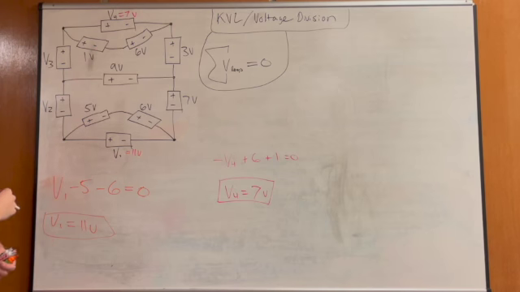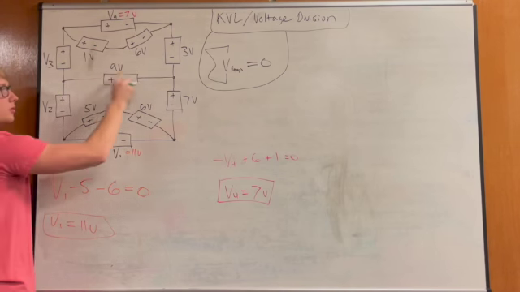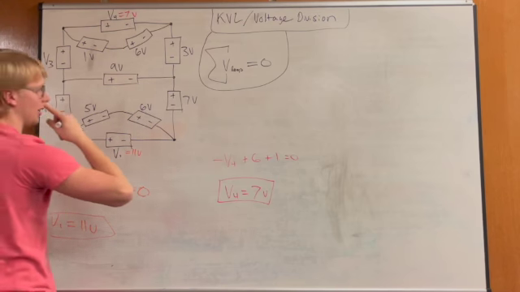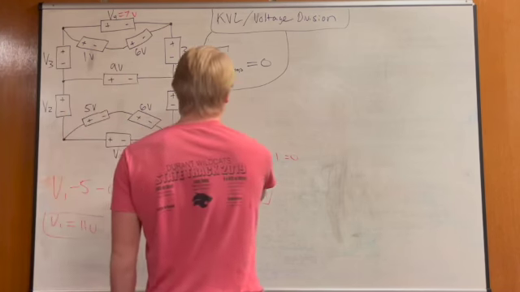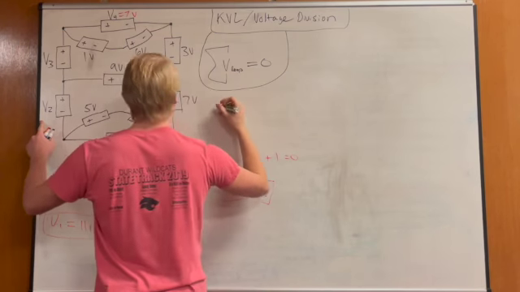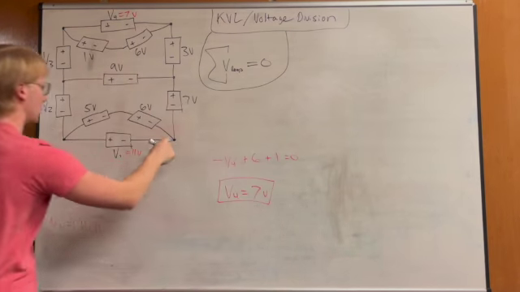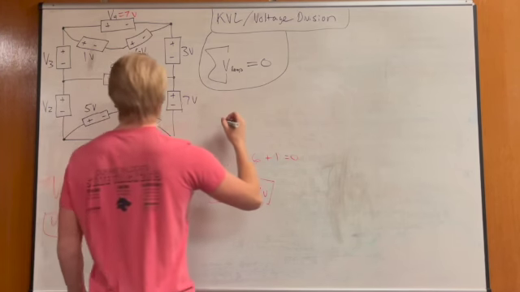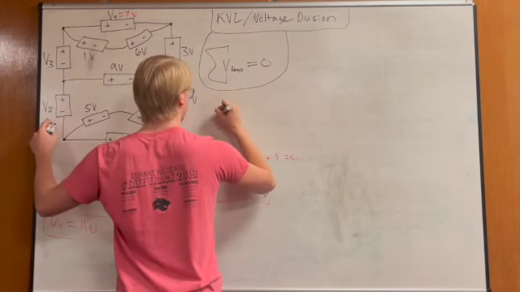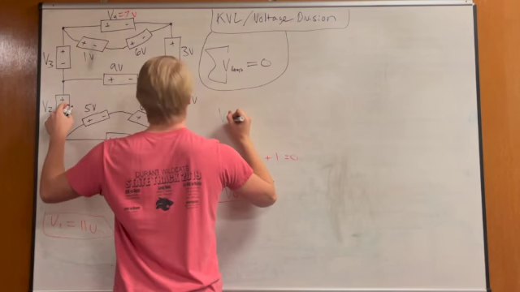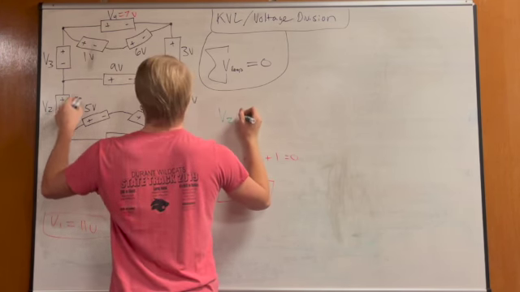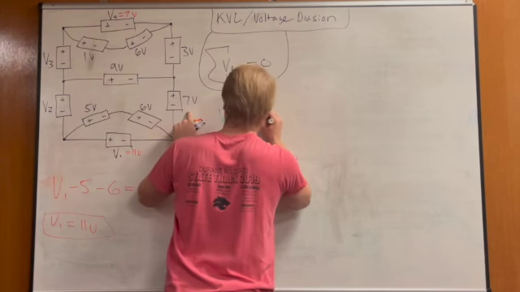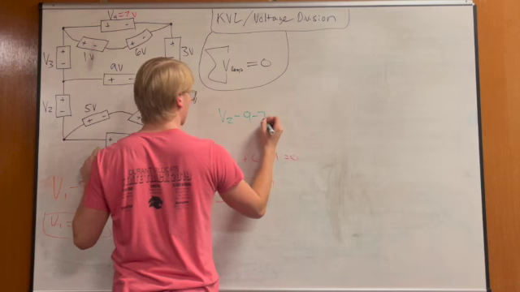Okay, so we'll do V2 next. We're going to do this square right here. We'll do it in green, and we're going to go this way. So we're going to find V2. Positive V2, because it goes from a negative to a positive, minus 9, minus 7, plus V1, so plus 11.